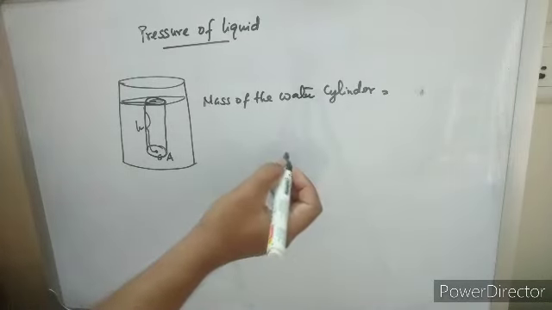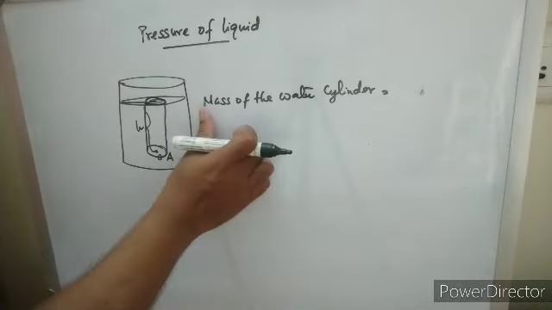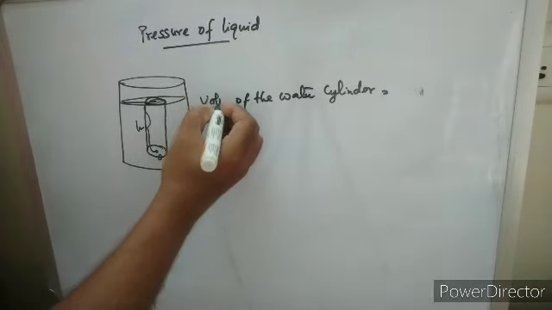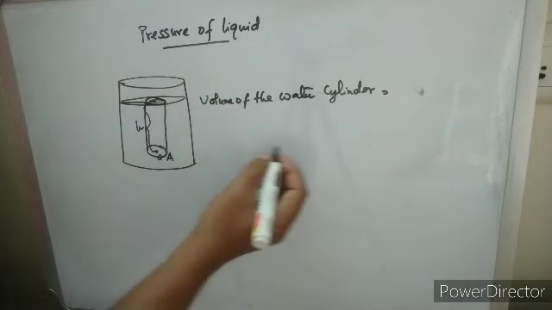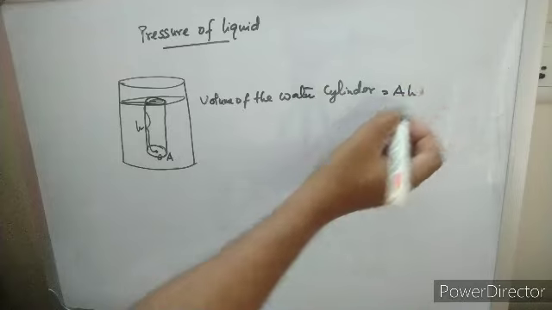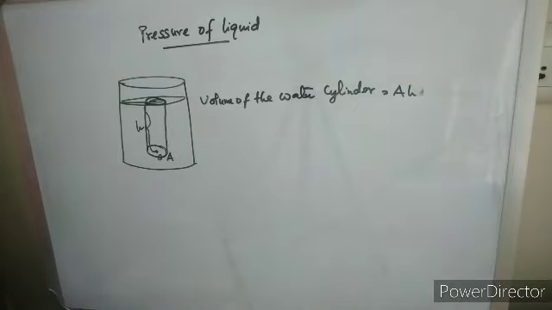Mass equals to, I'm sorry, actually we are not going to measure directly mass. The volume of the water cylinder is cross-sectional area into height. So A into H is the volume of that water cylinder that we have imagined. Now what is the mass of that water cylinder?